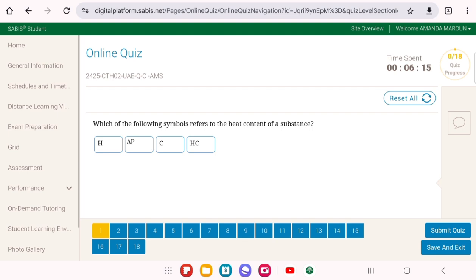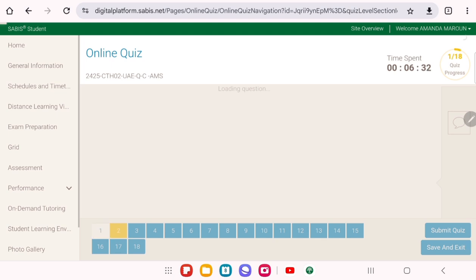Which of the following symbols refers to the heat content of a substance? They didn't say the change of heat content, so there's no need for delta H because there's no change. So the heat content is then H. Always pay attention, read the full question, it will really help out.